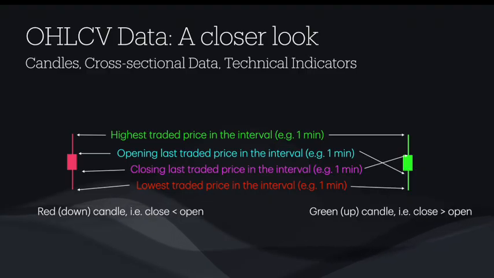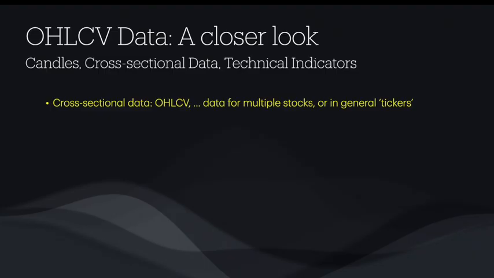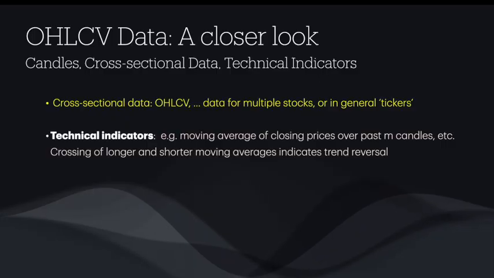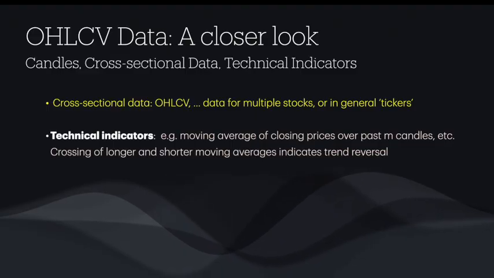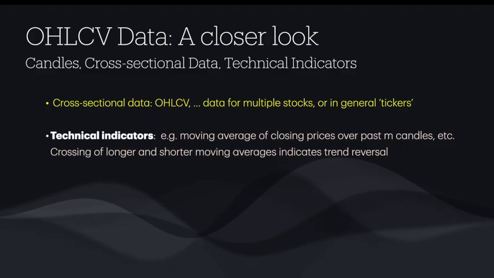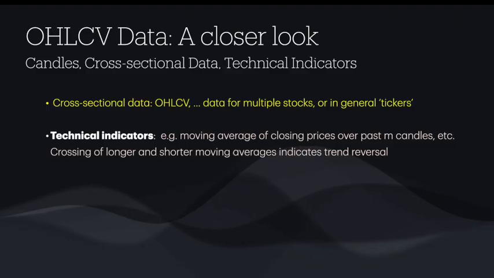OHLCV data isn't just about individual candles, it's also useful as cross-sectional data, allowing us to compare OHLCV data across multiple stocks simultaneously. Further, we can derive technical indicators from OHLCV data. For example, moving averages, calculated by averaging closing prices over a specified number of candles, help identify trends. Crossing of short and long-term moving averages often signals trend reversals.